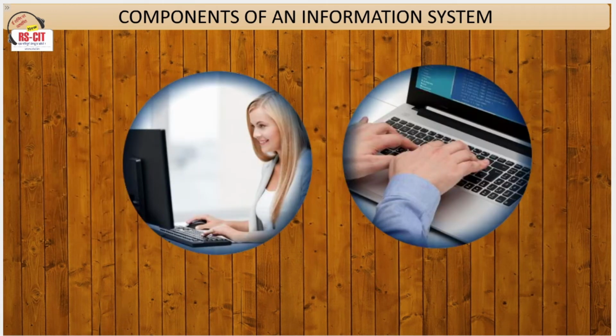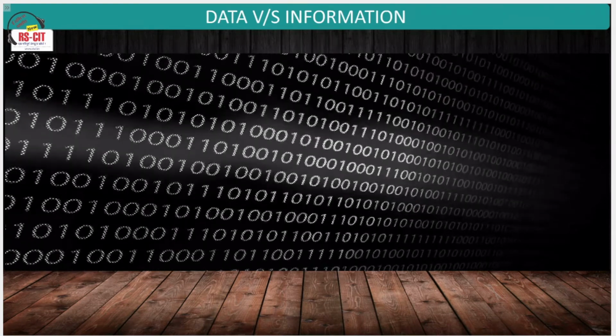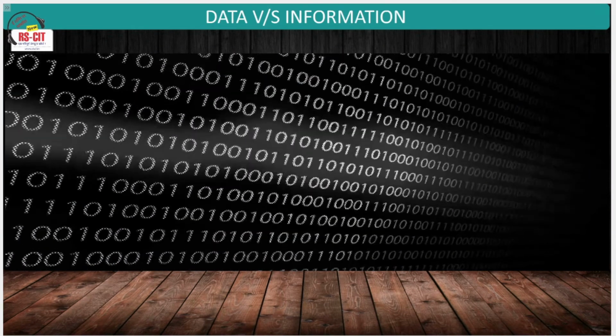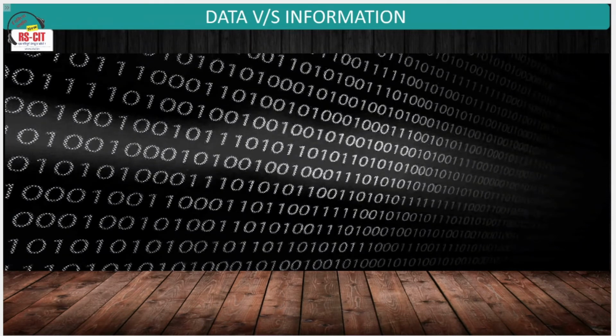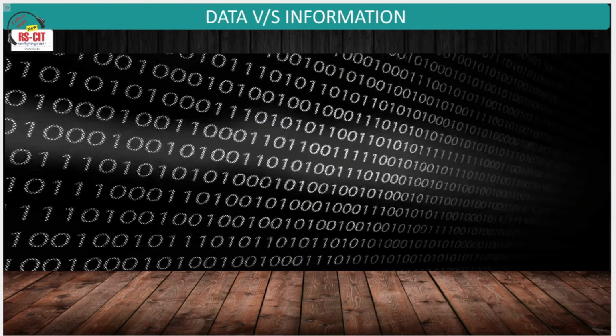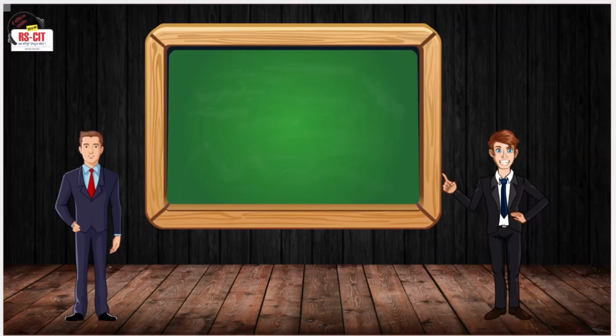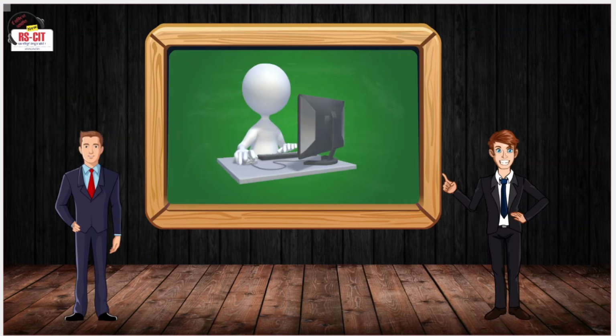Anyone working on the computer is called a user. Understand the difference between data and information. The raw, unorganized facts, including text, images, numbers, and sounds, are called data. Processing data results in information. Understand this further by listening to this conversation.